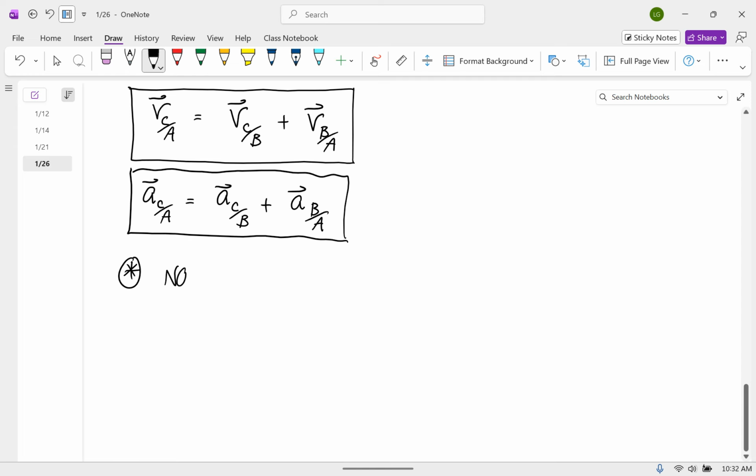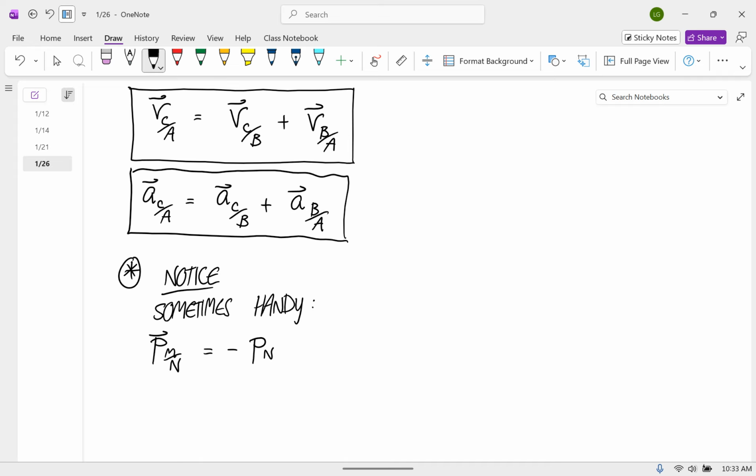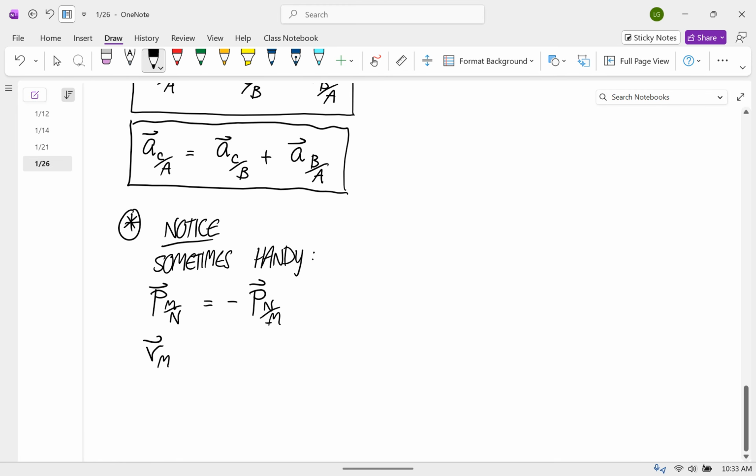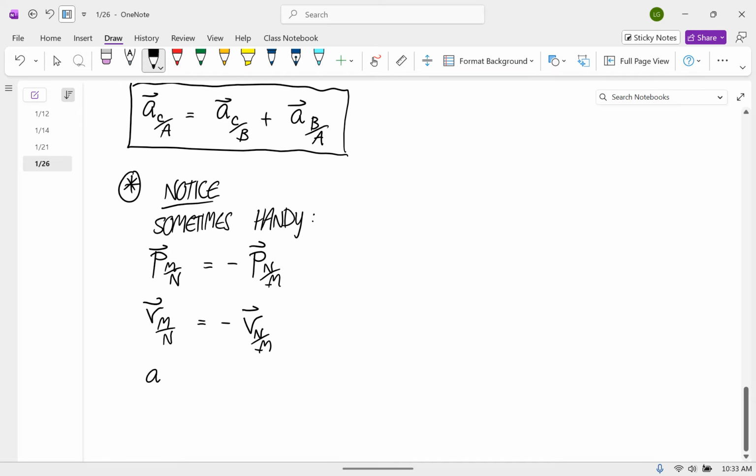And so notice that sometimes it's handy to recognize that the position of M relative to N, I'm just using random references, is -1 times the vector position of N relative to M. And that's true with velocity. So the velocity of M relative to N is negative the velocity of N relative to M. And same with acceleration. So the acceleration of M relative to N is negative the acceleration of N relative to M.